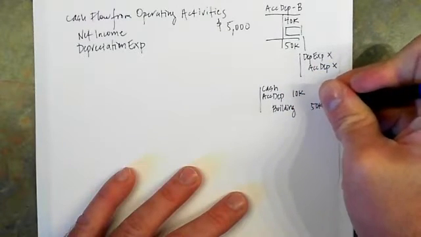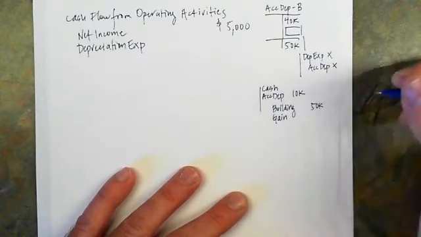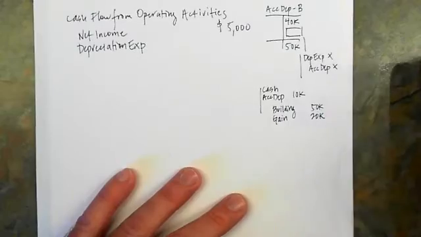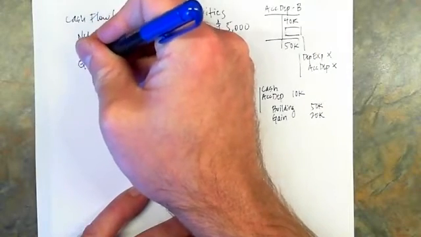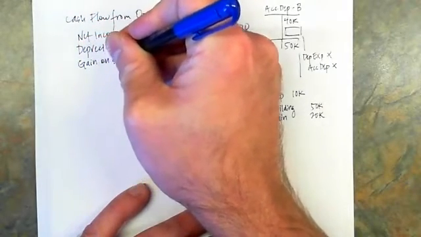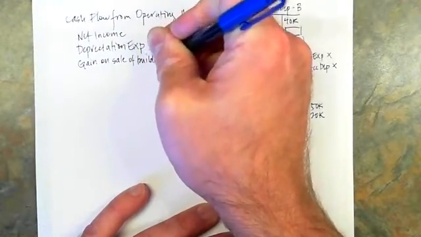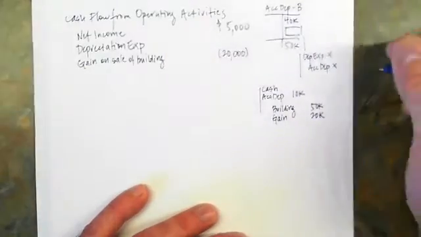And I also know that I made a gain on the sale of that building. And that gain was for $20,000. So as soon as you know you have a gain, you might just go ahead and put it over there, right? Because I need to reverse the gain. So the gain on sale of building needs to be subtracted out of my net income because I don't want to double count it.